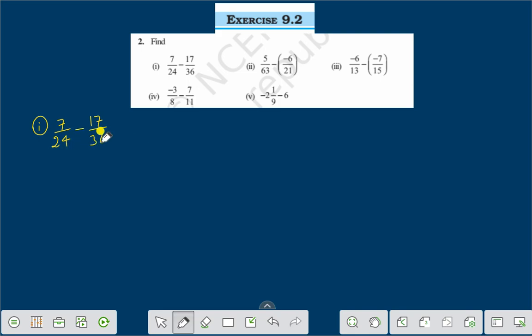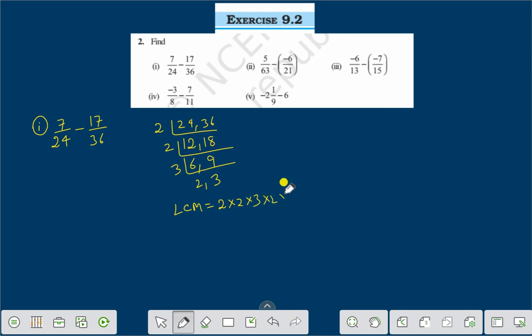First we'll find the LCM of 24 and 36. Divide by 2: 2 twelves are 24 and 2 eighteens are 36. Again by 2 we'll divide: 2 sixes are 12, 2 nines are 18. Again by 3: 3 twos are 6, 3 threes are 9. Therefore LCM is equal to 2 into 2 into 3 into 2 into 3.